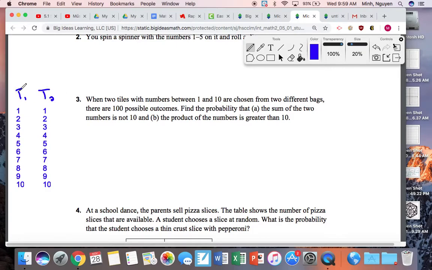Or sorry, bag 1, I guess. Bag 1 and bag 2, where you're picking one of the tiles. It doesn't really matter. Bag 1, bag 2. And so the tiles could be anywhere between 1 and 10. Then we have to find the probability. There are 100 possible outcomes.